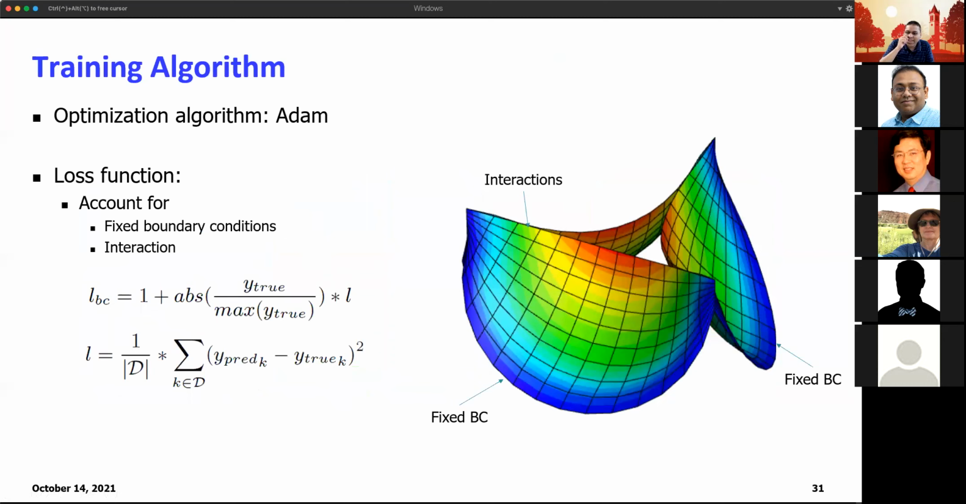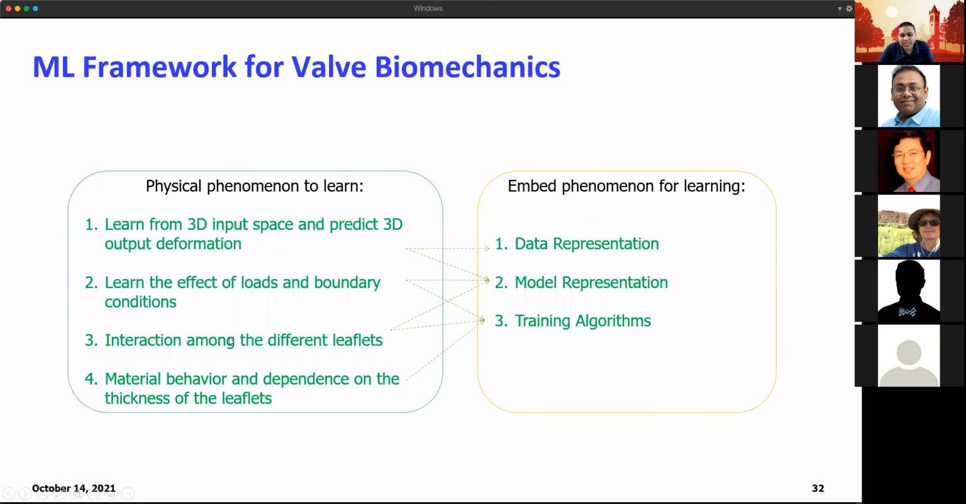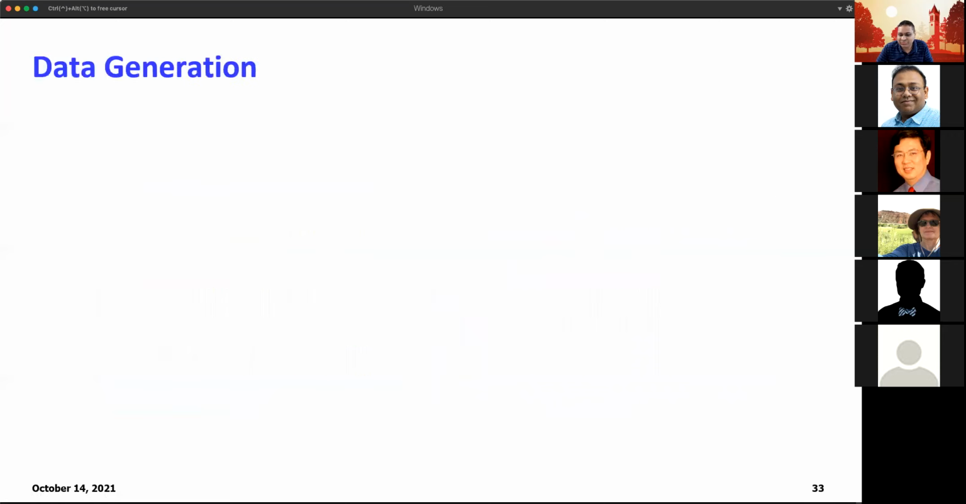Like I said, we also had to modify the loss function for training to make sure that we model the interactions between the leaflets and also make sure that the valve is fixed along these edges. We do that by modifying the loss function. And then essentially we can create the complete biomechanics model for a single valve. Obviously, this is still a data-driven process, so we need data for training this model.